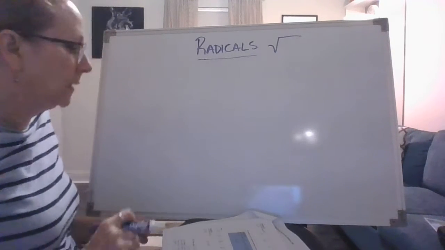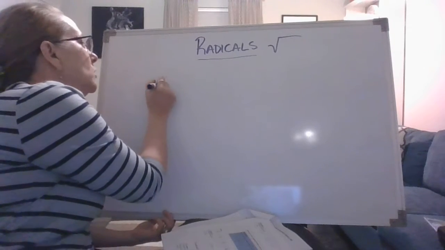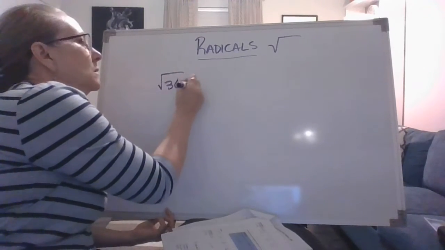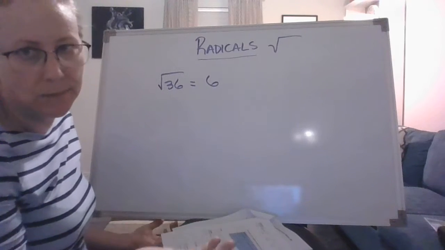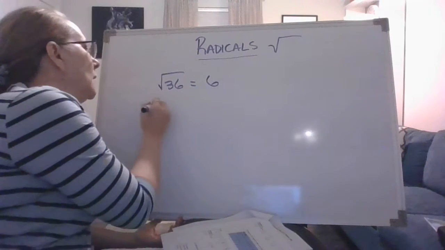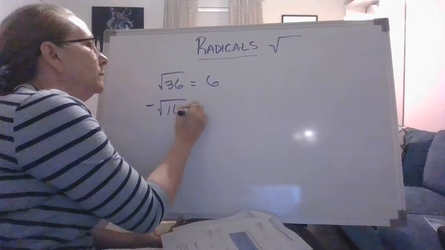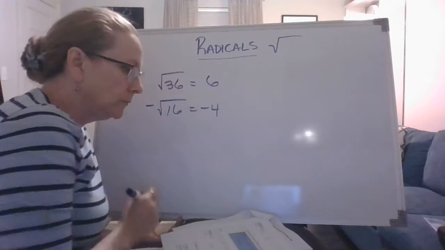Just double checking. So here's a few questions. Square root of 36, principal square root 6. 6 times 6 is 36. Negative square root of 16, negative 4.